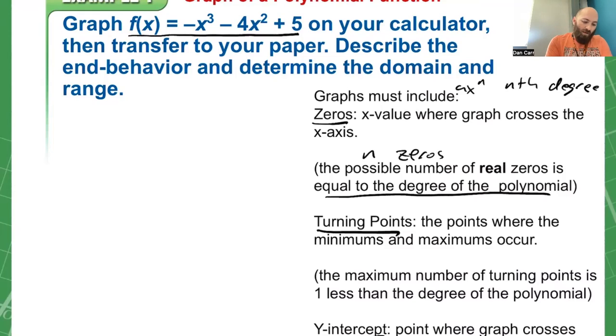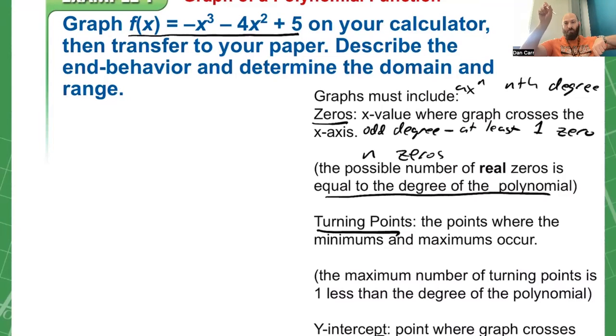So the other part of that too is, if you have an odd degree, you have to have at least 1 zero. Okay, because you think about the end behaviors of odd degrees, it's going to go up and go the opposite way, so it has to cross the x-axis at some point. An even degree can actually have 0 real zeros. Okay, so that's a possibility.